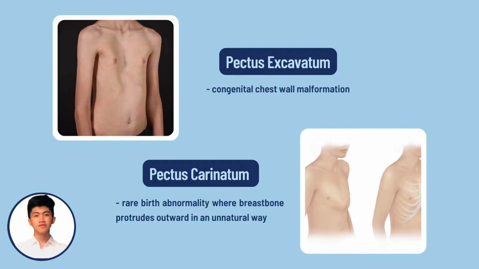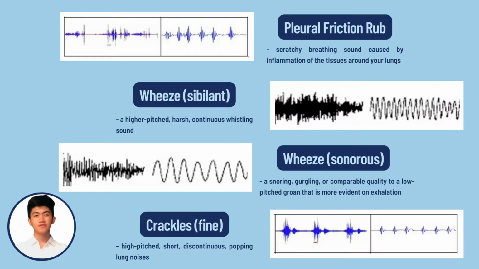Pectus carinatum. It is a rare birth abnormality that causes a child's breastbone to protrude outward in an unnatural way. Sometimes the deformity isn't apparent until the adolescent growth surge has passed. Pleural friction rub. A scratchy breathing sound caused by inflammation of the tissues around your lungs is known as pleural friction rub. Usually the sound is creaky or grating.